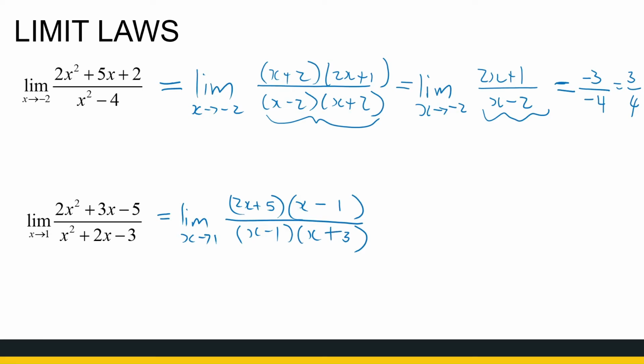There we go. So then, now I know this function behaves exactly the same as the function 2x plus 5 over x plus 3. So yet again, the functions aren't the same, but they behave the same for values of x that are not equal to 1. So around 1, they behave the same. And now I can substitute in, and I got 7 over 4.